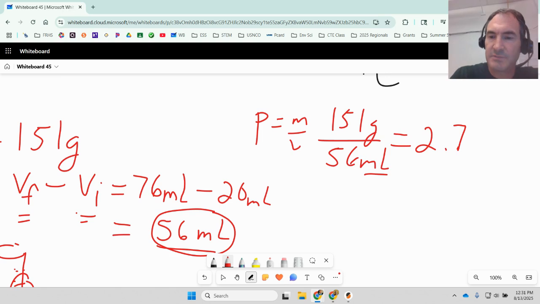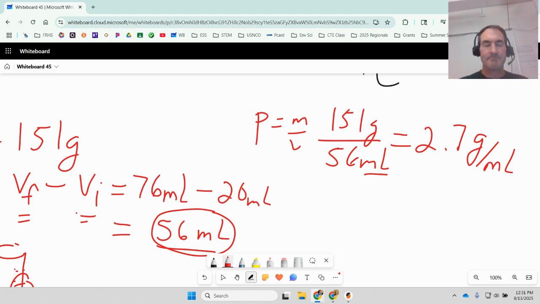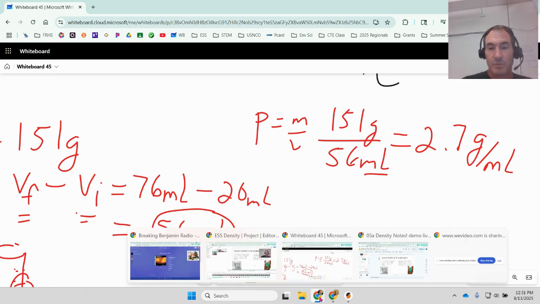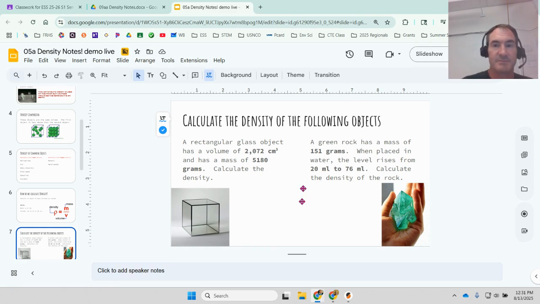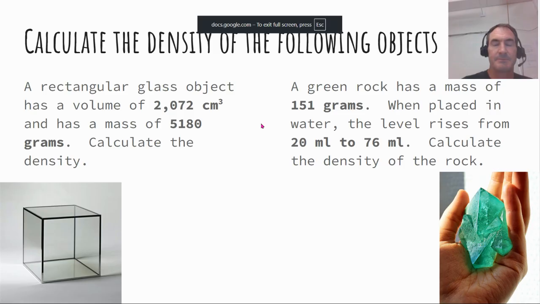I think we get like 2.769 or something like that, but it's 2.7, and make sure to include your units, grams per milliliter. Okay. Good. So that's a couple of examples of calculations we might be using when we're working with density and trying to determine the density of objects. Let's come back to our slideshow here.